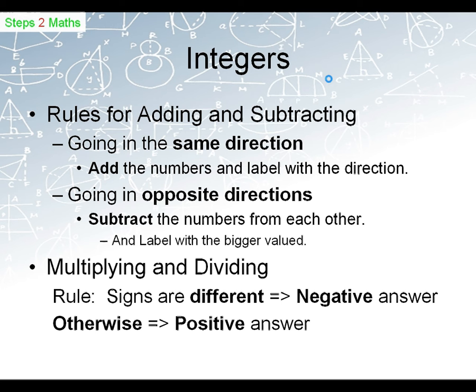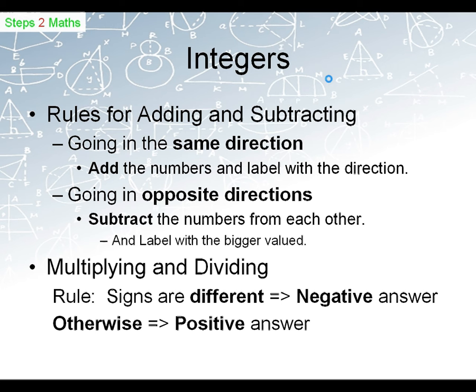So the rules for adding and subtracting integers are: if you're going in the same direction, you add the numbers and label with the direction. If you're going in opposite directions, you subtract the numbers from each other and label with the number that had the bigger value. So that's adding and subtracting.